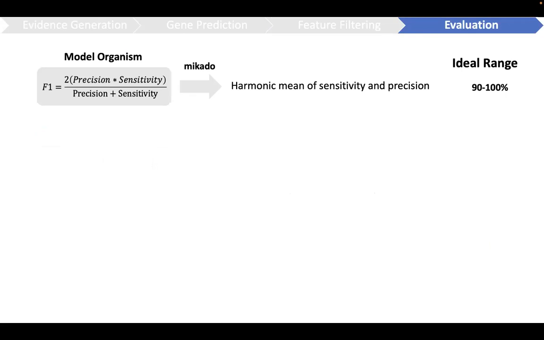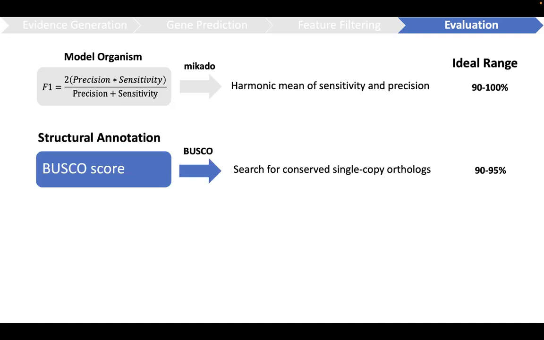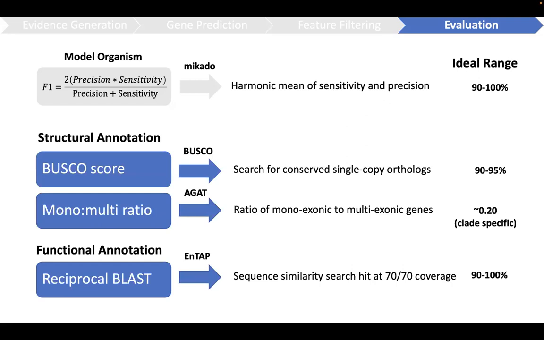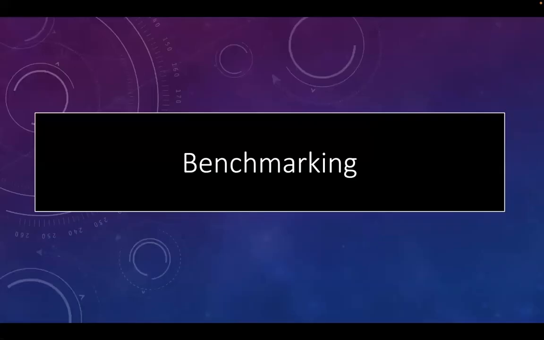When working with model organisms, the F1 score will be the best indicator of annotation quality. However, the majority of individuals will be working with non-models. Therefore, EASEL outputs other metrics, including BUSCO score, mono-multi ratio, and reciprocal BLAST to assess annotation quality.